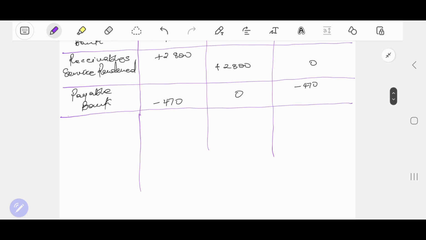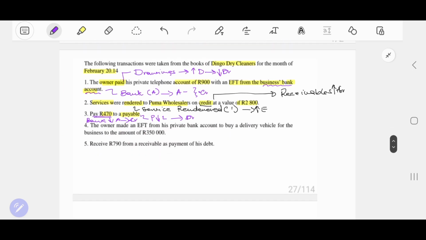Next transaction. Okay. The owner made an EFT from his private bank account. So another transaction that involves the owner. So if a transaction involves the owner, it means that you are either working with drawings or capital. If the owner pumps in money into the business or invests resources into the business, that's going to be your capital. If they take away resources from the business, that's going to be your drawings.